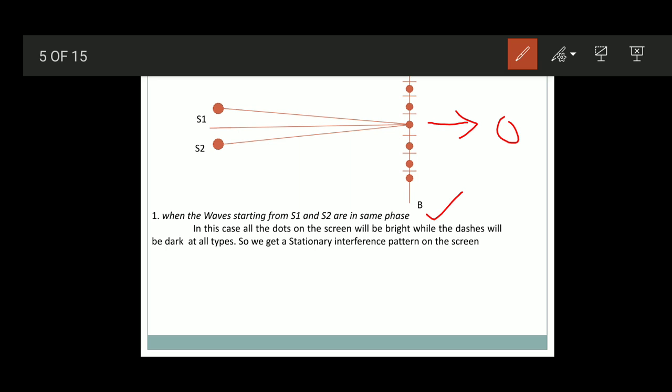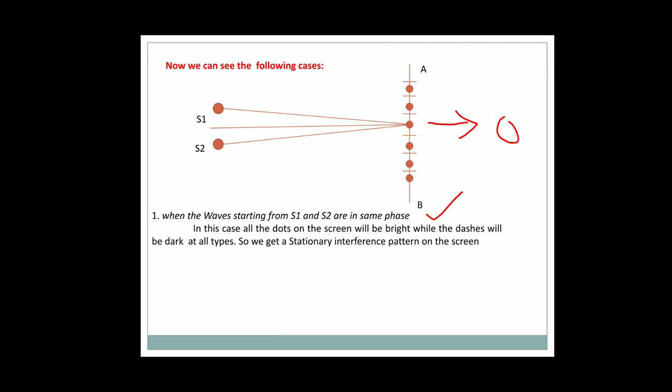So we get a stationary interference pattern on the screen in this case. From S1 and S2 the waves will move, and in the same way the waves passing from S1 and S2 reach different places as shown in the figure, and at last the ray is moving from S1 to S2 and reaches the dashes.